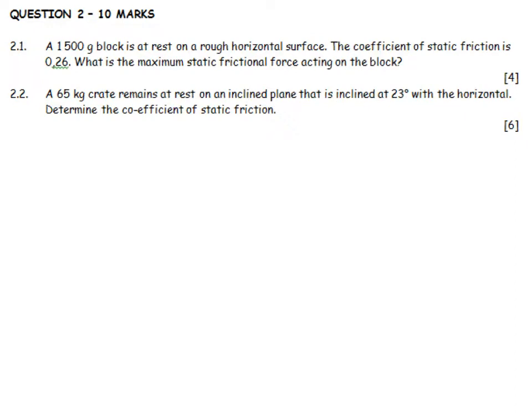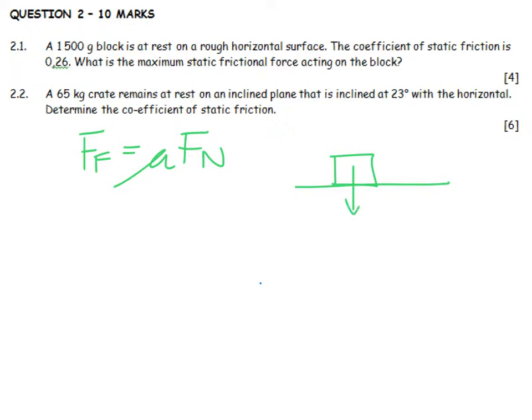A 1,500 kilogram block is at rest on a rough horizontal surface. The coefficient of static friction is 0.26. What's the maximum static friction on the block? Now, you'll remember that frictional force is equal to mu F normal. Since this is a perfectly horizontal block, the downward force of weight is exactly equal to the normal force. So therefore, you can work out that force of weight.